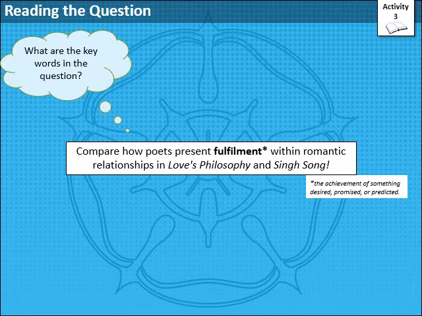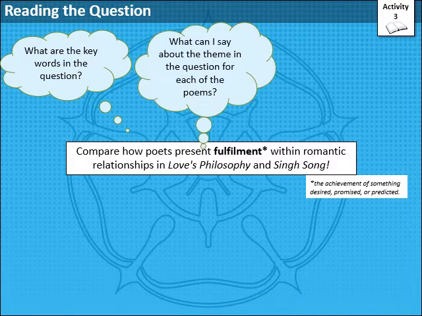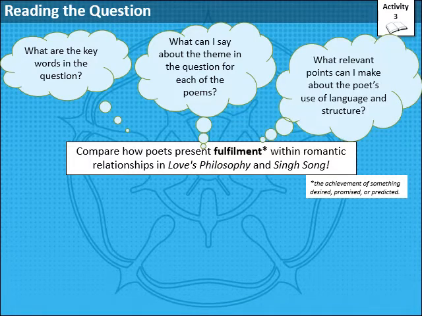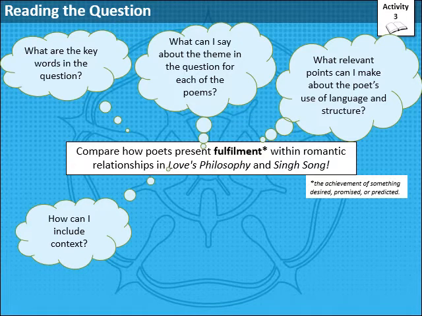The first thing I would be looking for is the key word in the question. What's the main thing I need to focus on? Then, what can I say about that theme in the question for each of the poems? What relevant points can I make about the poet's use of language and structure and also form? How can I include context?